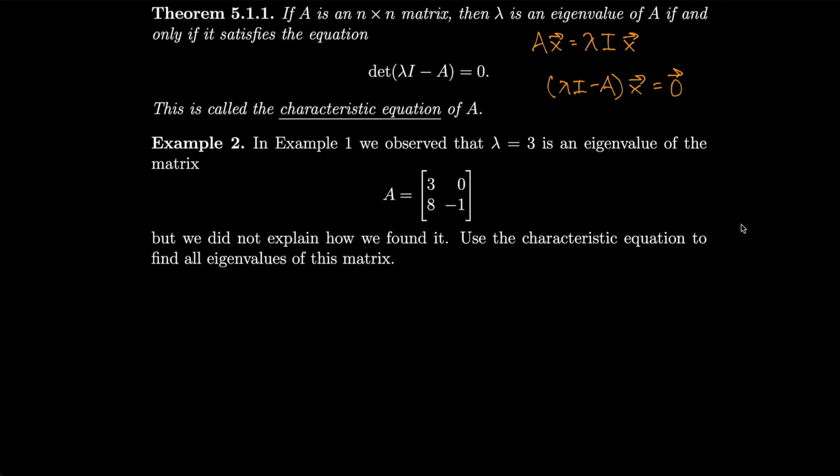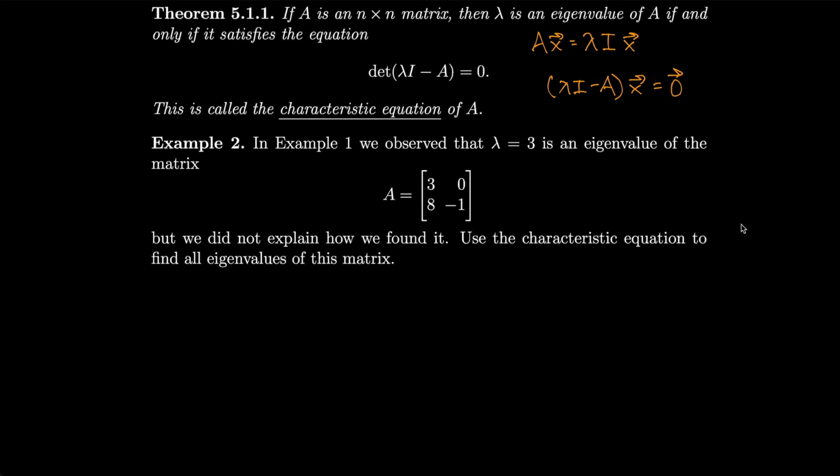So let's do another example. In example 1, we observed that lambda equals 3 is an eigenvalue of the matrix A equals [3, 0; 8, -1], but we did not explain how we found it. How about we use the characteristic equation to find all eigenvalues of this matrix?